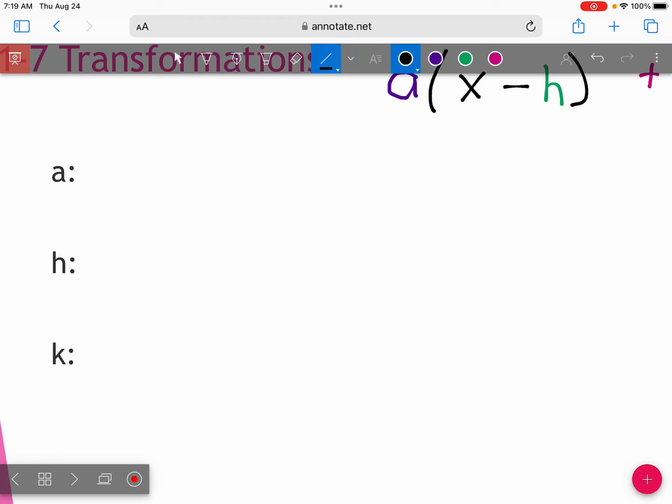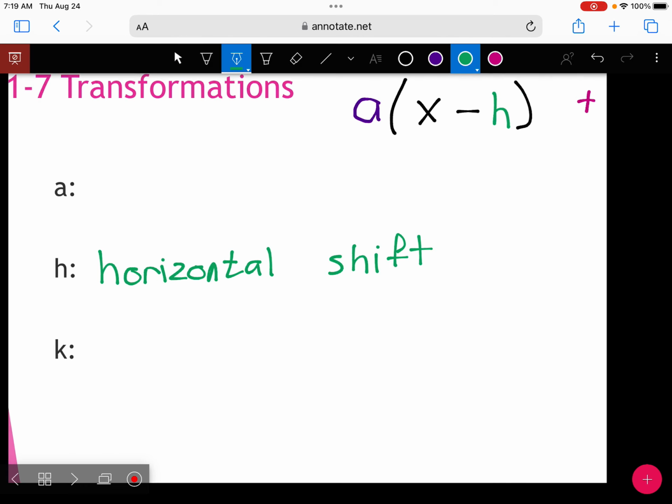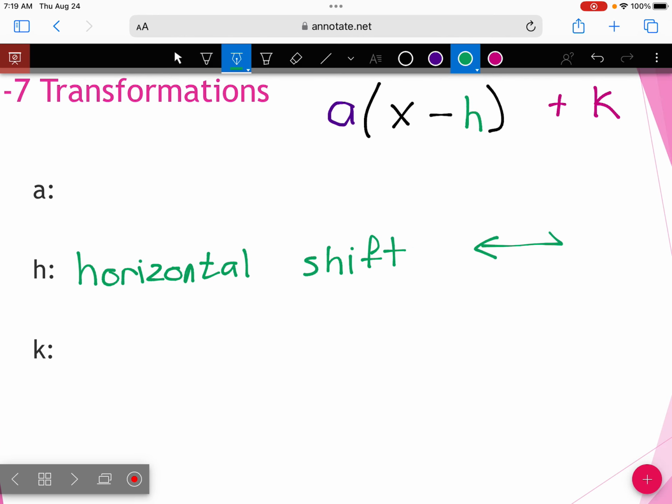H is always, always, always inside whatever operation it is, whether it's being squared, in an absolute value, whatever. H is always the horizontal shift. That is not a pen. It moves the graph left or right. H horizontal, H does the hula. It goes side to side.